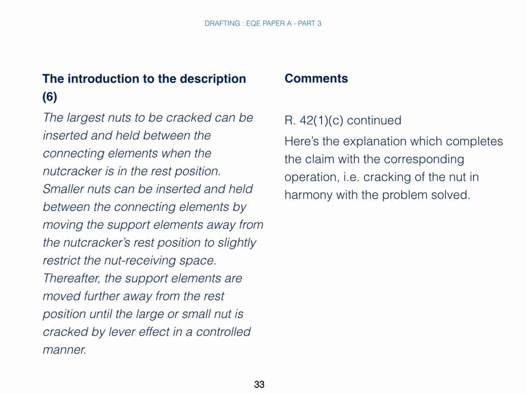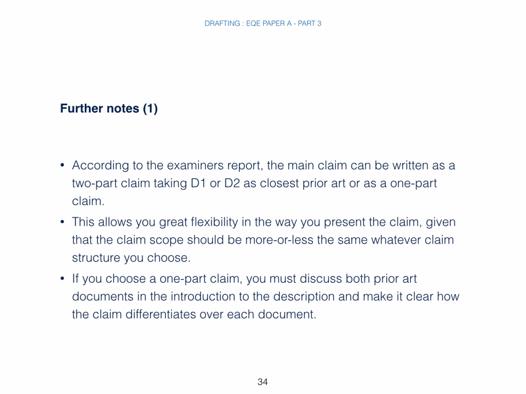So this is very much in harmony with the problem to be solved. The explanation is harmonious with the claim and so on. Okay, overleaf are some further notes.